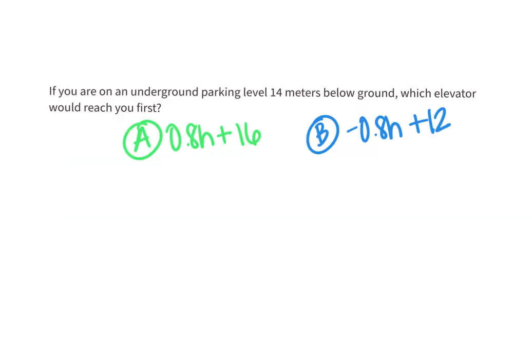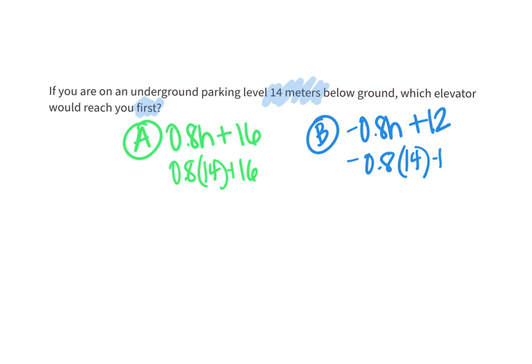If you are on an underground parking level 14 meters below ground, which elevator would reach you first? So how would we figure this out? What did they give us? They gave us the height. Okay, so we're looking for the time. When it says which one is reaching you first, they're trying to figure out who's going to get to you faster, okay? So in the least amount of time. So what I'm going to do is some substituting. I'm going to substitute 14 for h in both of my expressions. And we're going to see who arrives at my level in the least amount of time.